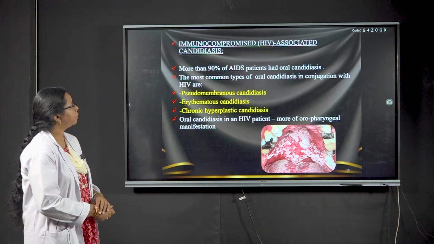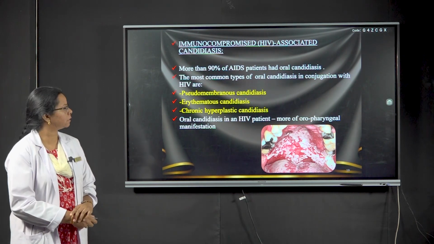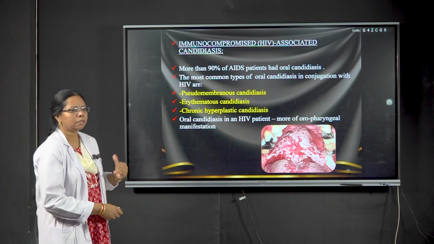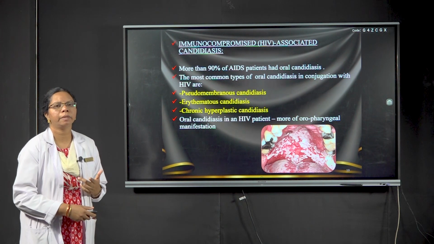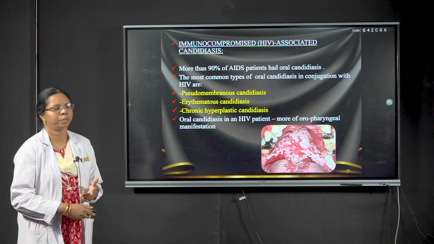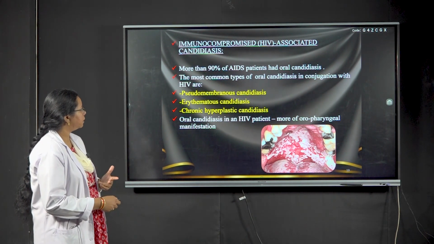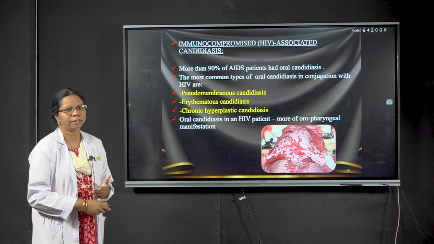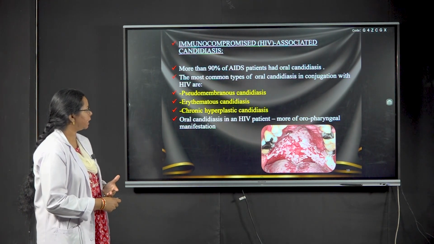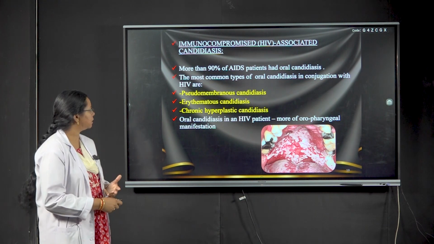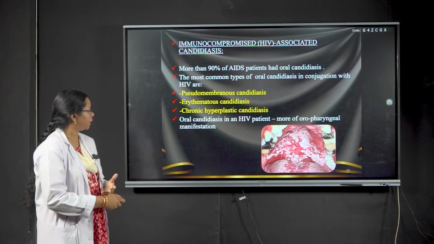So, immunocompromised associated candidiasis. Candidiasis is the most common infection in HIV/AIDS patients. There are 3 types usually seen in these patients: pseudomembranous candidiasis, erythematous candidiasis, and chronic hyperplastic candidiasis.